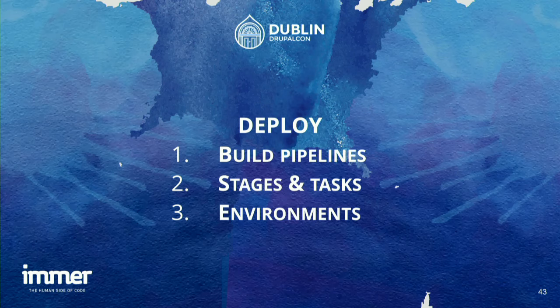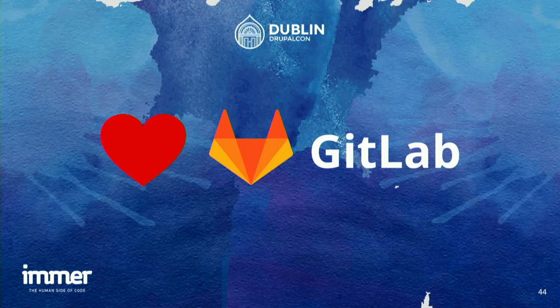So the last aspect I want to tell you about is the deployment mechanism, the automated deployment mechanism. And I will do that by telling you about build pipelines, stages and tasks, and finally something about environments. So we at Immer, we really love GitLab and the way it's going. We don't only use it for our issue tracking system, but we also use it to automate our deployments and to have continuous integration set up.